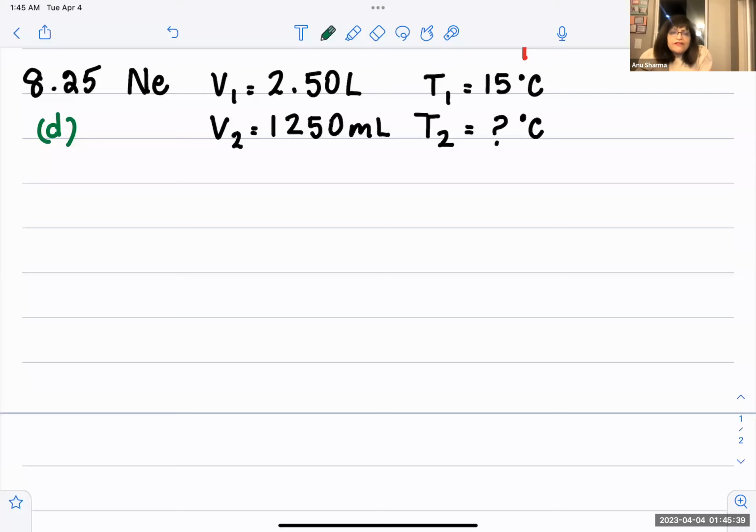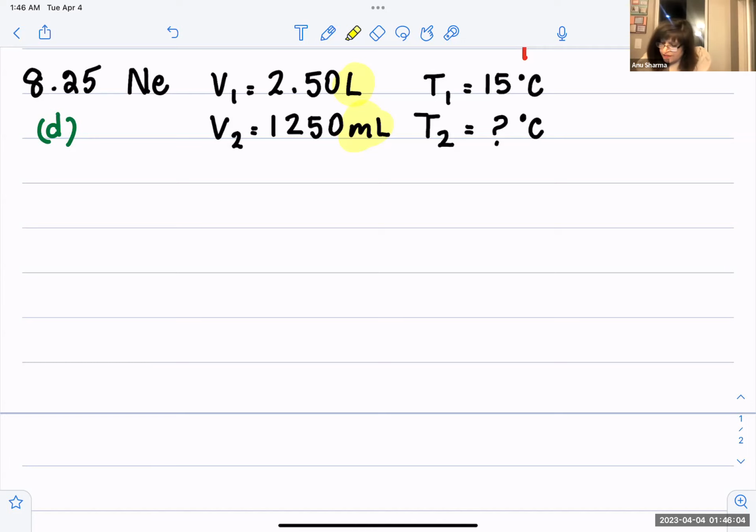Okay, so now we have here a situation with problem 8.25 part D, where neon gas is given. So here you're given the volume. Initial volume is 2.50 liters, and the next volume is 1,250 milliliters. I've taken this question once again because we need to understand that the units need to be equalized, so there's going to be a conversion.